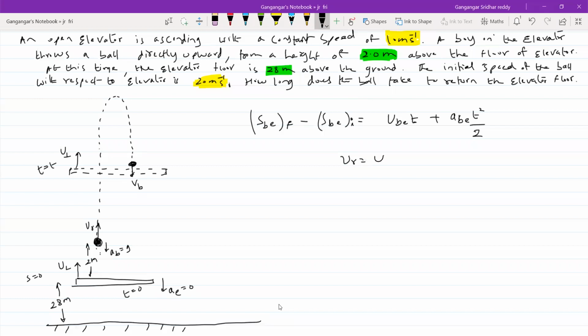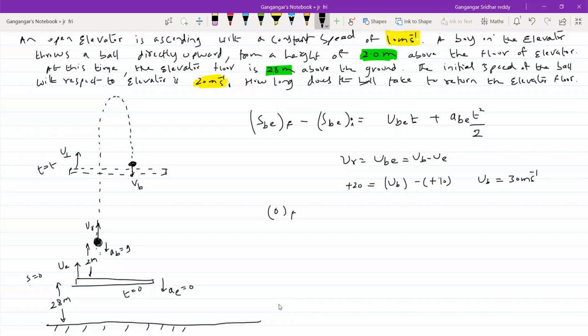Velocity of UR equals UB minus UL. So this velocity is given. How much is it with respect to the elevator? This will be plus 20. Velocity of ball, we don't know. Velocity of elevator is how much? It is the elevator, UL, I'll write it with a lift symbol. Now, UL is how much? 10 meters per second, right? Plus 10. So velocity of ball is how much? 30 meters per second.